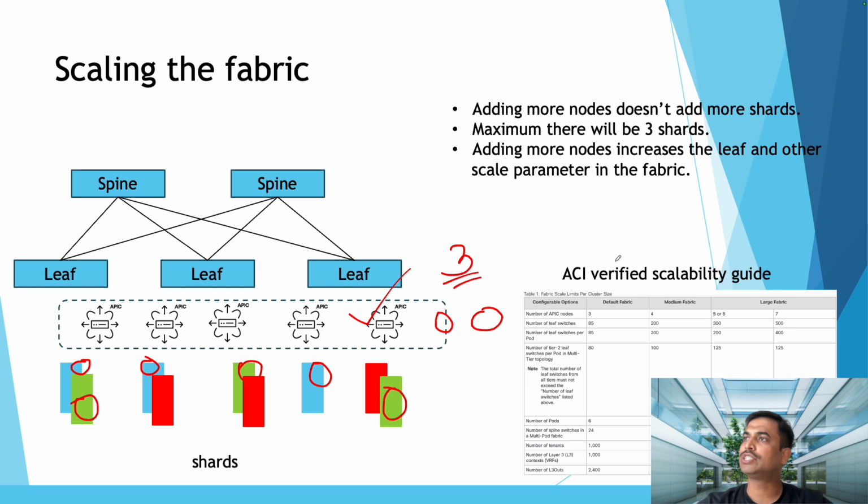Here I also have a screenshot of the ACI verified scalability guide. Here we can see that if the number of APIC nodes is 3, then you can have 85 leaf switches in a particular pod. Similarly, as you keep on increasing the number of APIC nodes, the number of leaf switches also gets increased. So you might ask the question, if the number of shards is not increasing in the APIC cluster by increasing the number of nodes, then what is the use of increasing the number of nodes? The reason for increasing the number of nodes is to get higher scalability. Thank you so much. With this, we'll get into the demo of the APIC cluster.